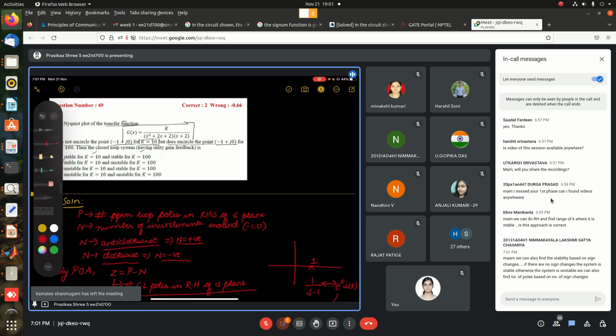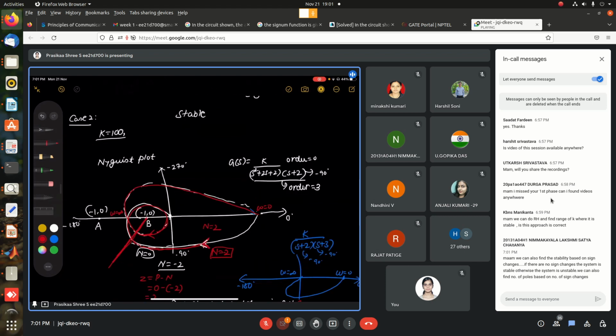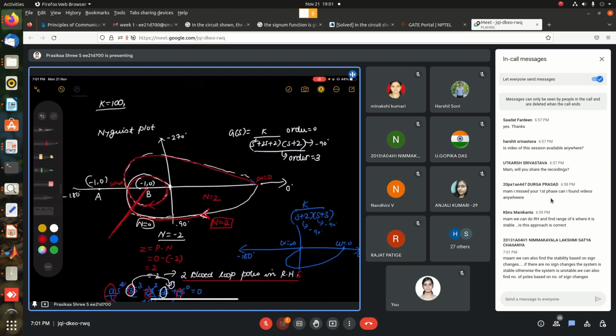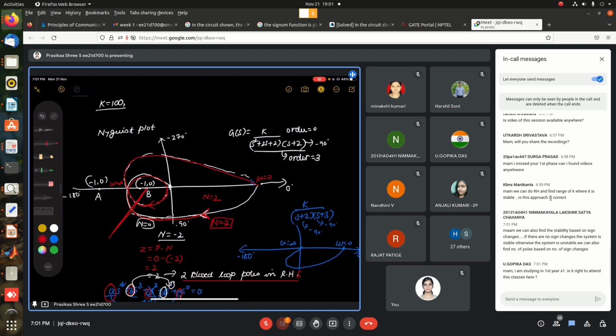Usually Nyquist plots are drawn for the open loop transfer function. So using that shortcut, I do the open loop polar plots and Nyquist plots, and finally get some plot. Now it's our turn to see whether the point minus 1 comma 0 should be lying inside or outside depending on the value of K. So that's how we have proceeded here.